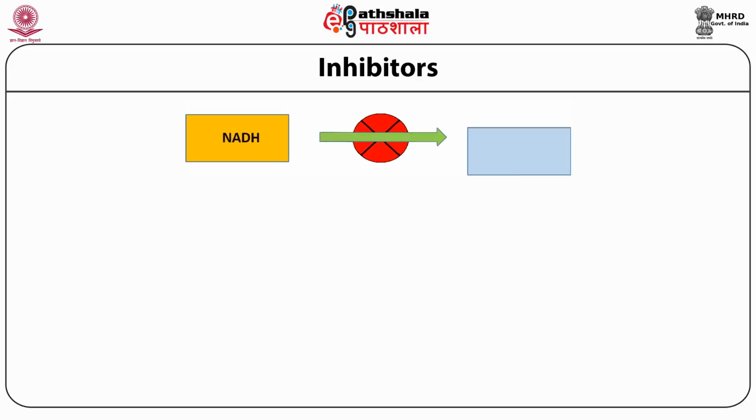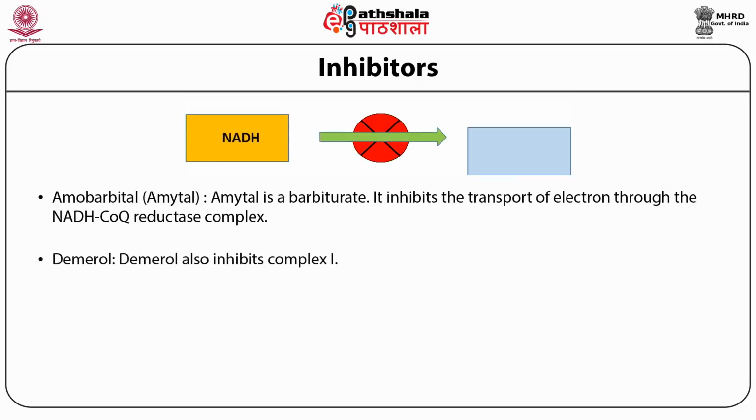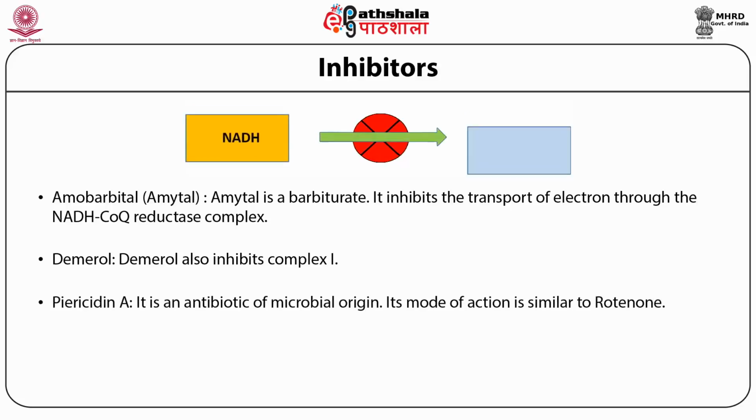Next, we will start with amytal. Amytal is a barbiturate. It inhibits the transport of electrons through the NADH coenzyme Q reductase complex. Demerol is another inhibitor. It also inhibits complex 1. Piericidin A is an antibiotic of microbial origin. Its mode of action is similar to rotenone.